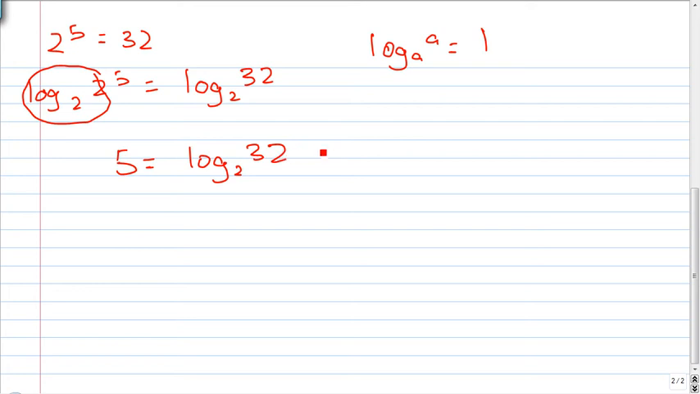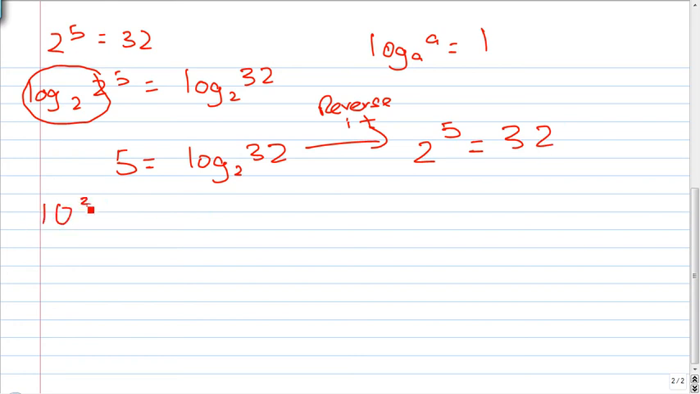Once again, if you want to reverse it, by reversing it means you want to convert from logarithmic form to exponential form. All you have to do is take this to be the base, 2 to the power of 5, and that will give you 32.